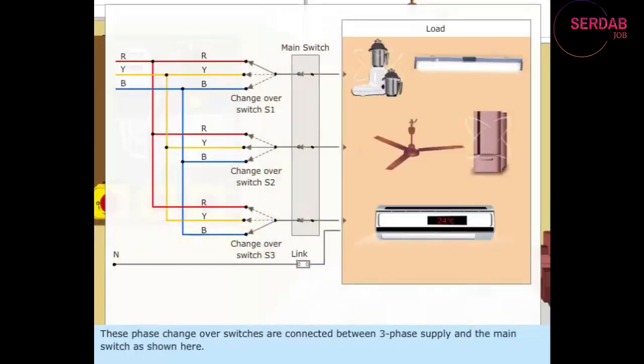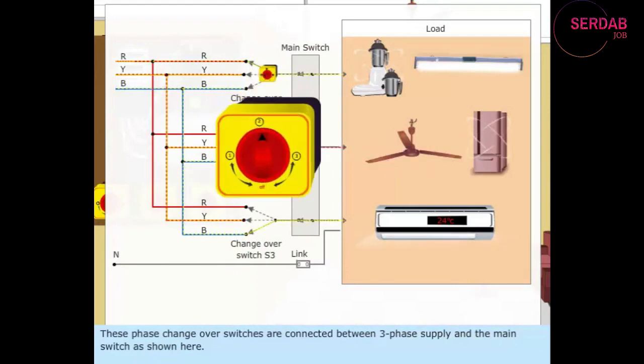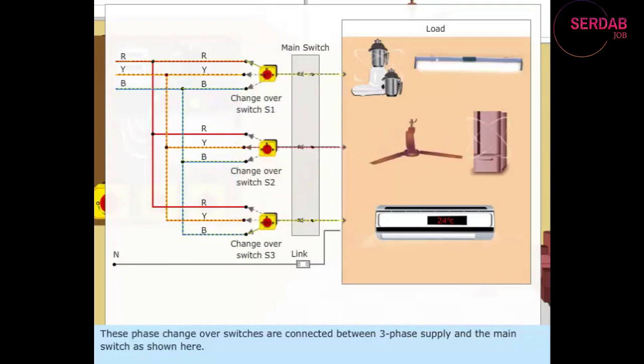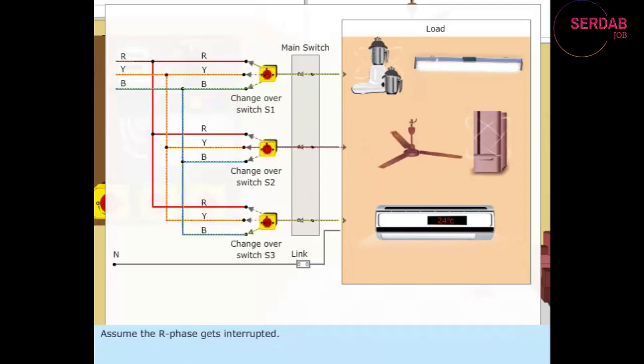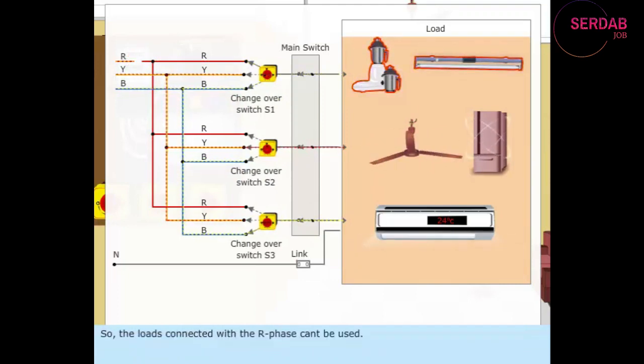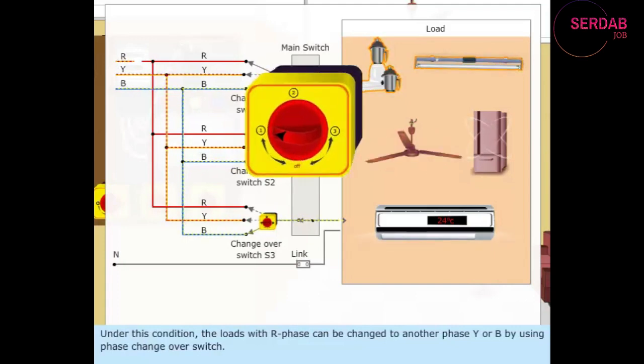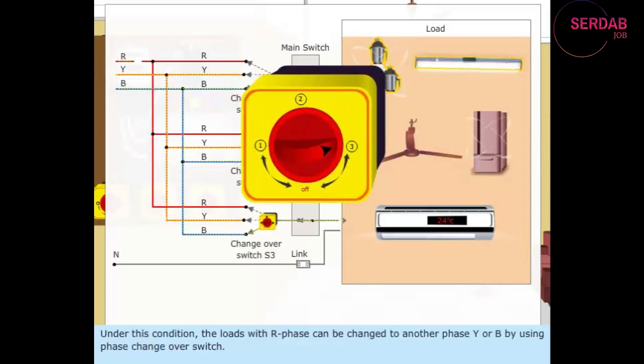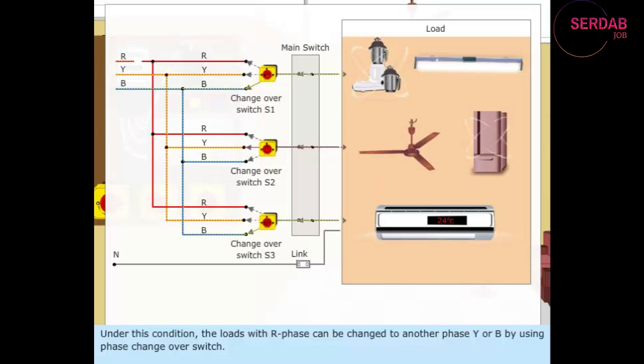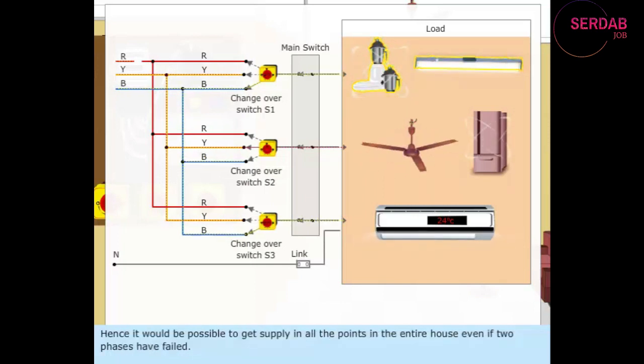These phase changeover switches are connected between three-phase supply and the main switch as shown here. Assume the R phase gets interrupted. So, the loads connected with the R phase can't be used. Under this condition, the loads with R phase can be changed to another phase, Y or B, by using phase changeover switch. Hence, it would be possible to get supply in all the points in the entire house, even if two phases have failed.